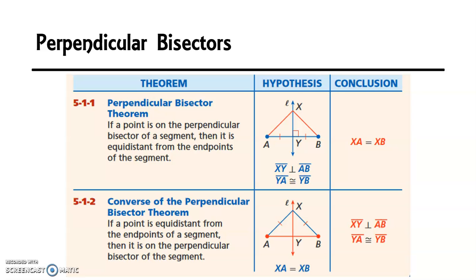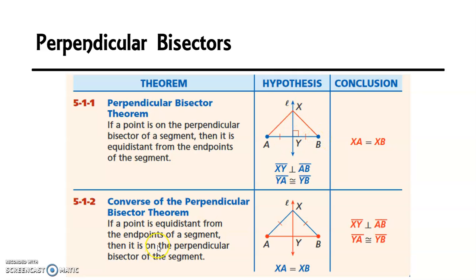So the perpendicular bisector theorem says that if you know that something is perpendicular and bisecting a segment, then you know that if you pick any point on this line right here, any point, we picked X right here, then that point is going to be an equal distance, equidistant, from the endpoints of the segment. So if we know that we have a perpendicular bisector, then we know that AX is equal to XB.